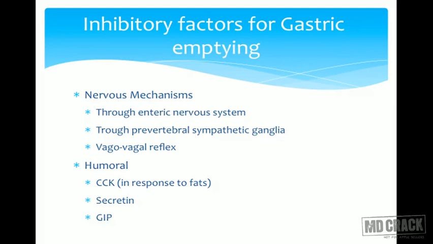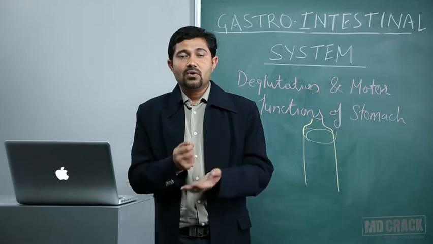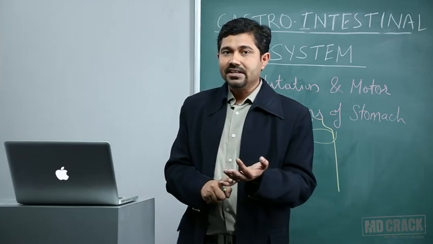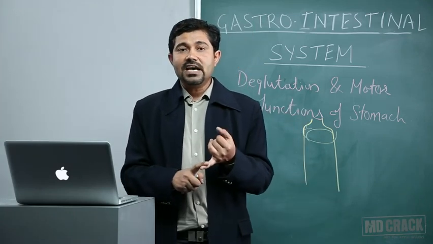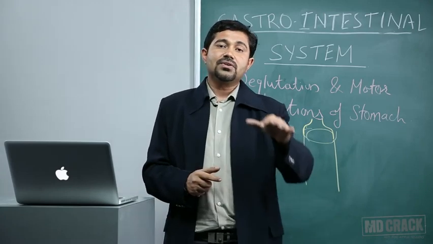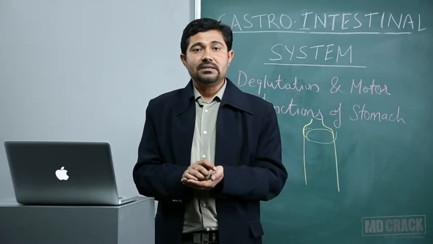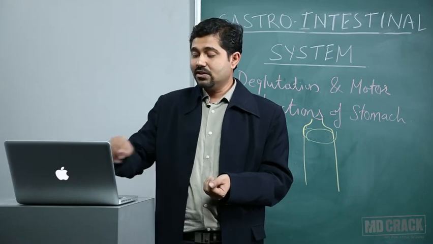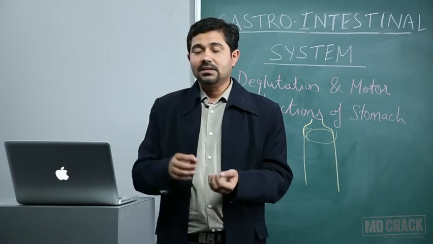There are also certain hormones released by the upper GI tract: cholecystokinin, secretin, VIP, or GIP, the gastric inhibitory peptide. So these are also going to cause inhibition of stomach emptying, right?